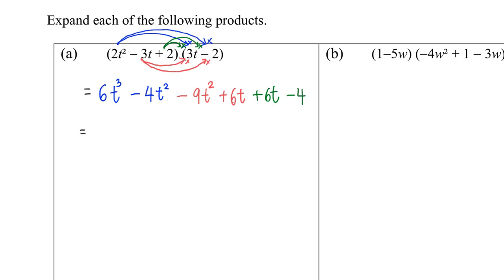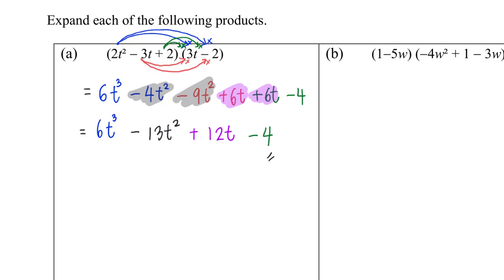Next step would then be to simplify any like terms that you see. There is no like terms other than 6t cubed. I do see a negative 4t squared and negative 9t squared, negative 13t squared. I also see positive 6t, positive 6t. They make positive 12t. Last but not least, negative 4. And this will be the answer for this question, part A.